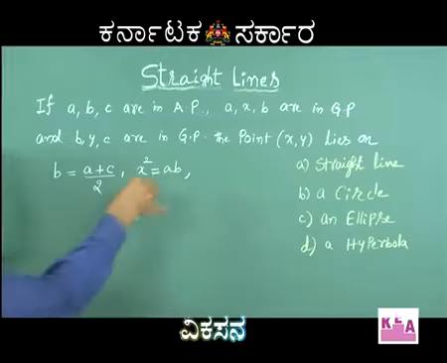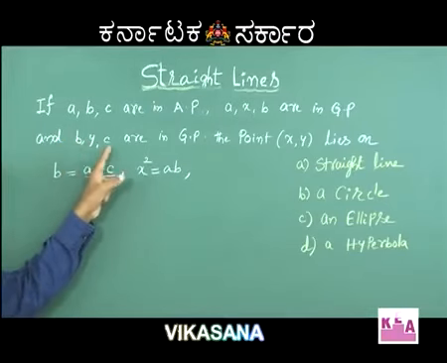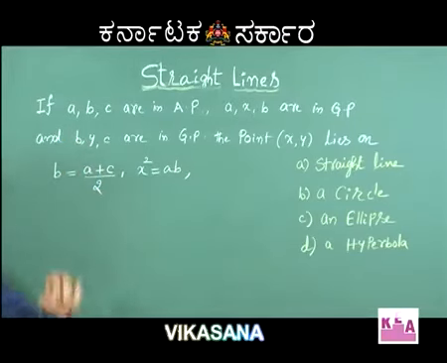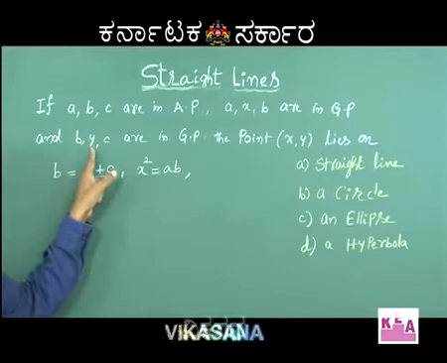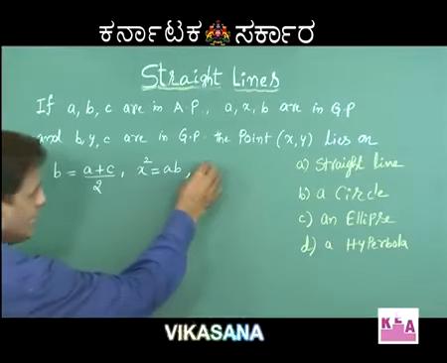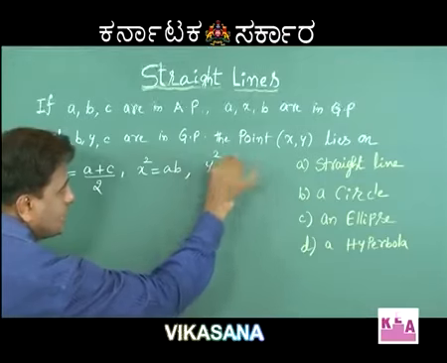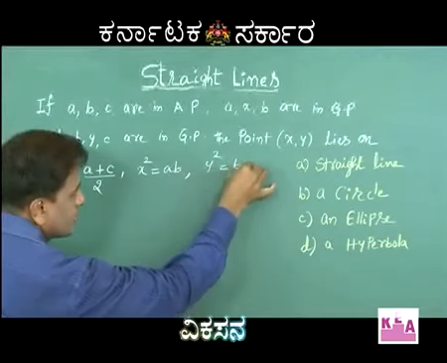Again, we consider one more third point. Third data: B, Y, C are in GP. Again here Y is called the geometric mean between B and C. Geometric mean between B and C is equal to the square root of BC. That is, Y is equal to the square root of BC, or Y square is equal to BC.